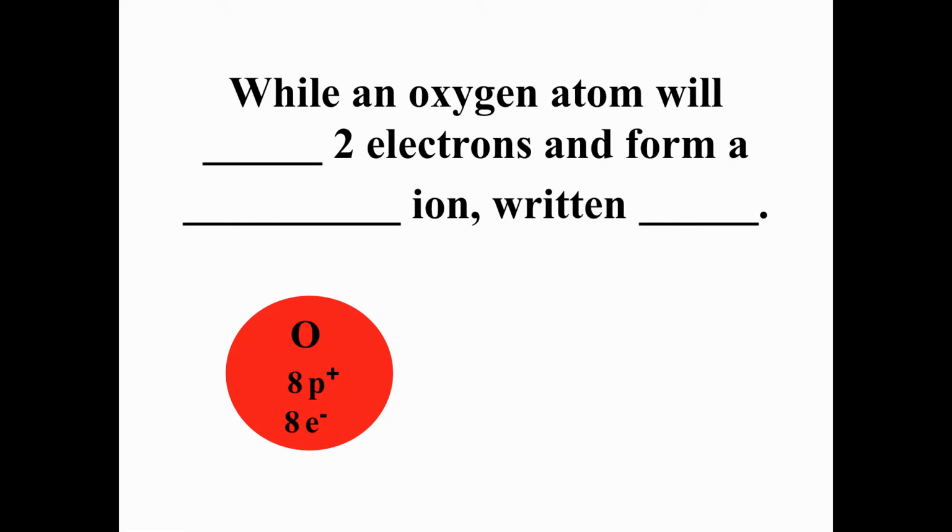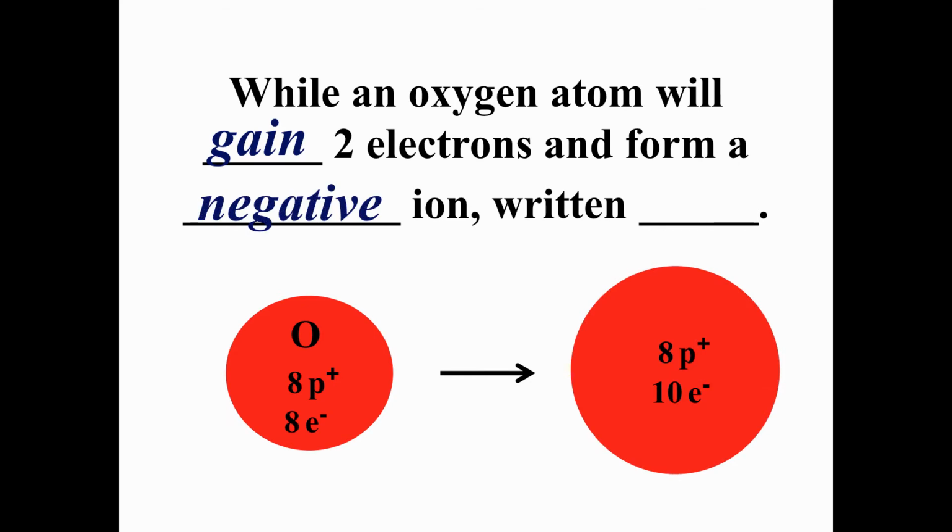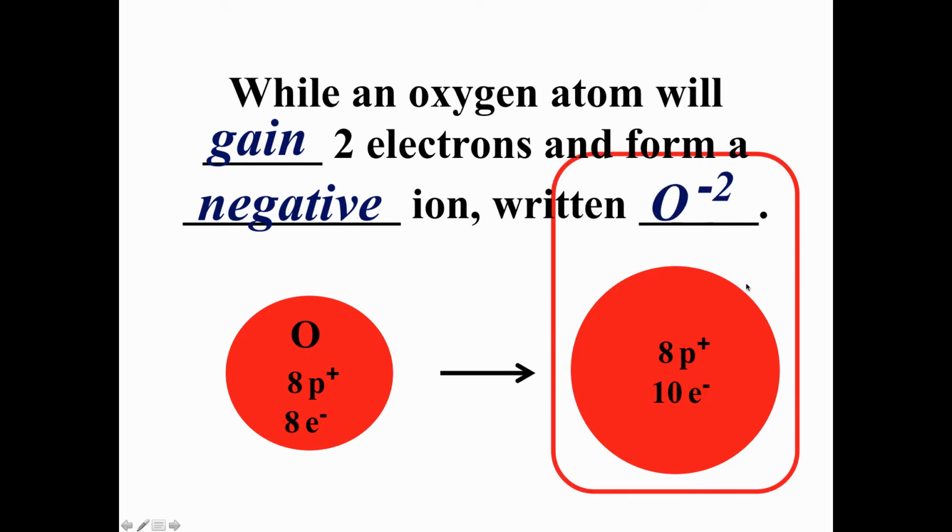The oxygen atom, however, is going to gain electrons, and it actually gains 2 electrons, and when it does that, it forms a negative ion. It goes from 8 electrons to 10 electrons. An excess of 2 negative charges gives us an oxide ion that has an overall -2 charge written as a superscript.